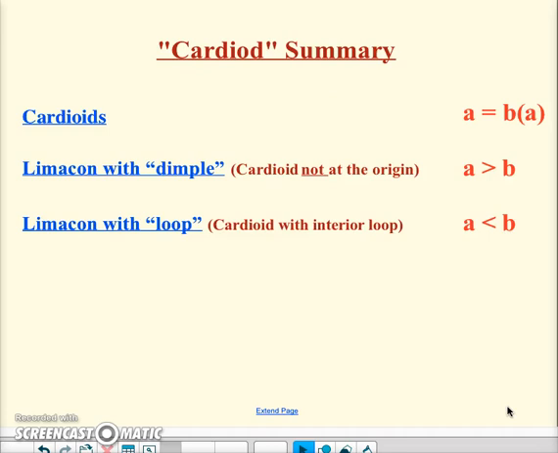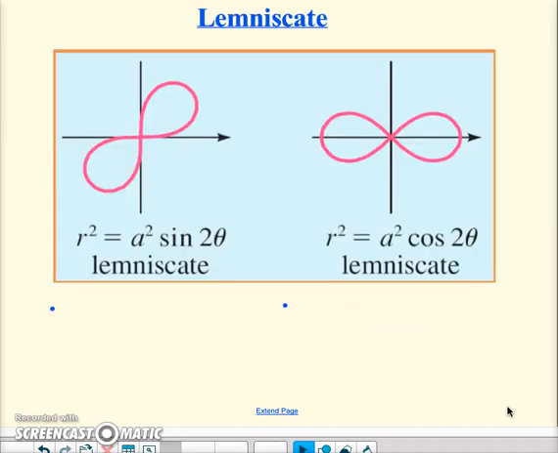There's the cardioid summary. How do I know which one? The two numbers are the same. Cardioid, lobes to the origin. Dimple, first number bigger than second number. Loop, first number smaller than second number. Okay, let's go to lemniscates.